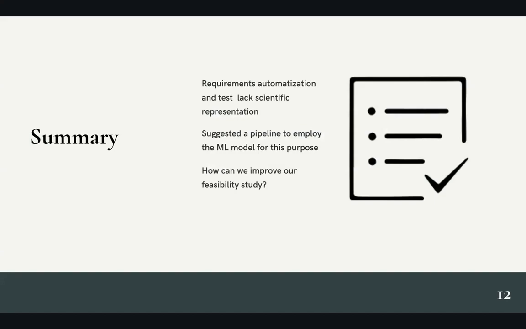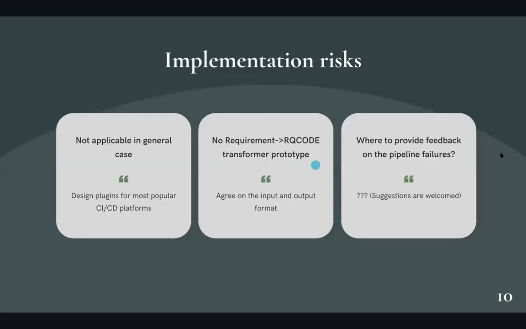And also, as we mentioned here, we are planning to provide feedback on the pipeline failures. So the feedback is going to be detailed and specify exactly which requirement has failed. For now, we have not come to an agreement on how to generalize this feedback, how to make it applicable in the general case, so that it would be convenient for any user.